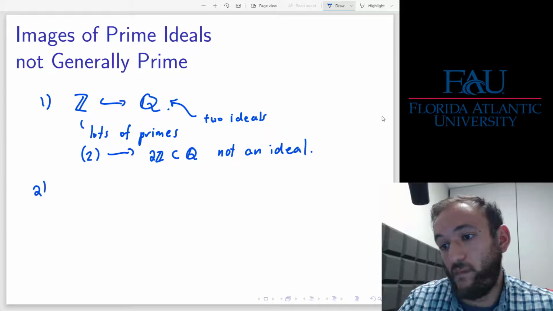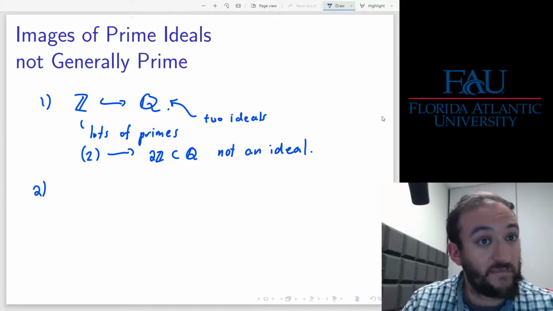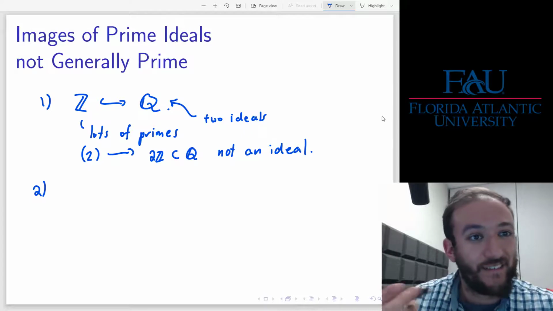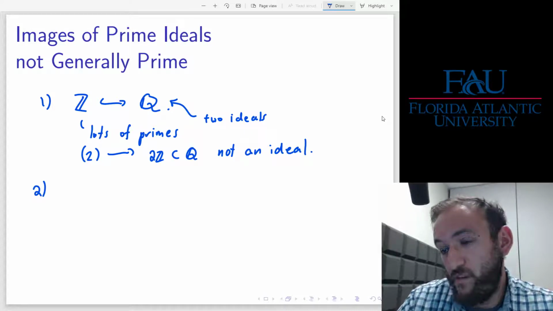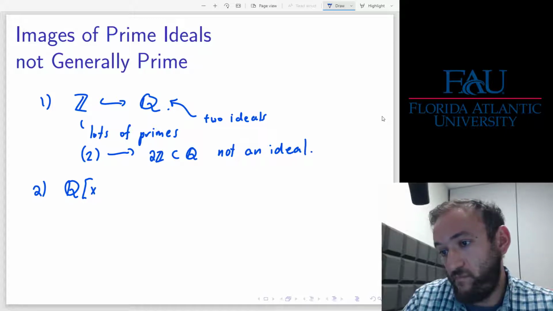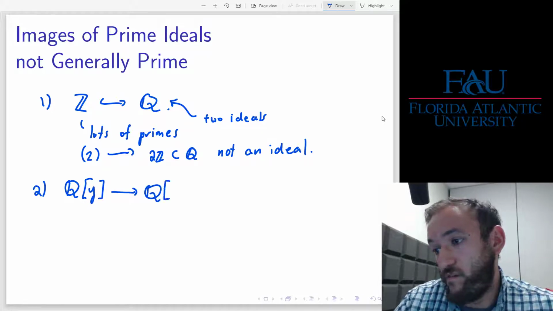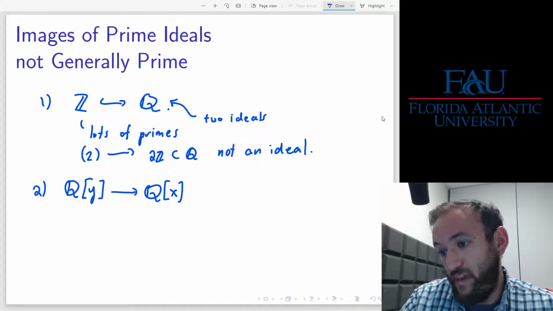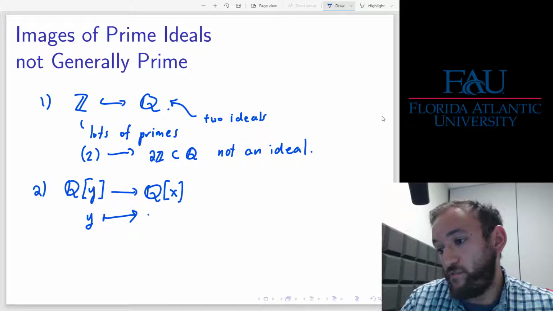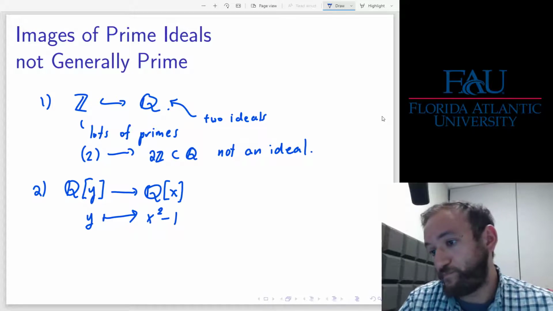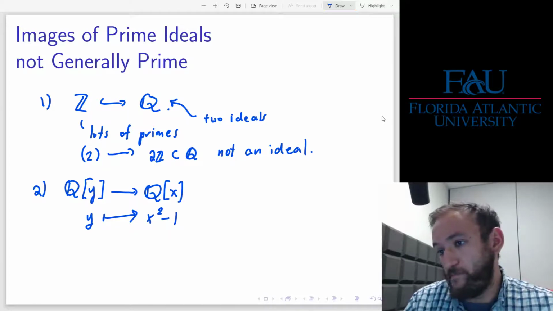Okay. So even in cases where an ideal does map to an ideal, it's still not necessarily going to be prime. So an example of this would be, let's give it a different name, let's map this to x. If we map the variable y to the polynomial x squared minus 1, this is a valid ring homomorphism.